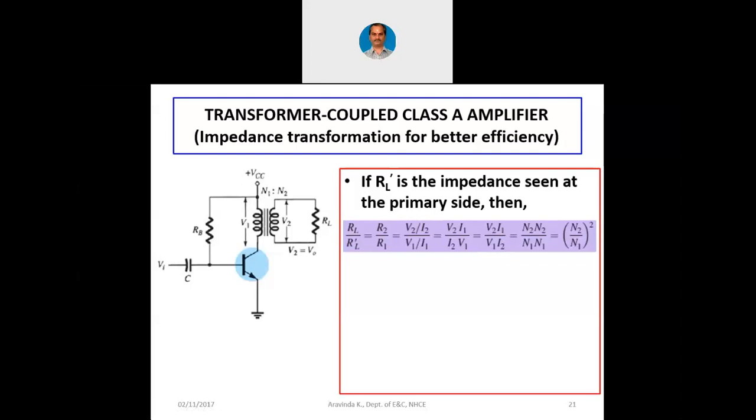Now you can see V2 and V1 are corresponding to N2 and N1, the number of turns in the transformer. But I1 and I2 are corresponding to N2 and N1 inversely. You know that in a step-up transformer, N2 will be larger than N1. Correspondingly, voltage at the output will be larger than voltage at the primary. But as the resistance of the winding is fixed there, current will be inversely proportional.